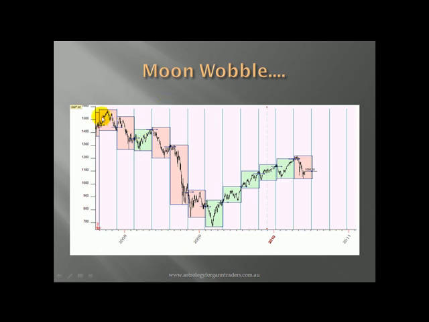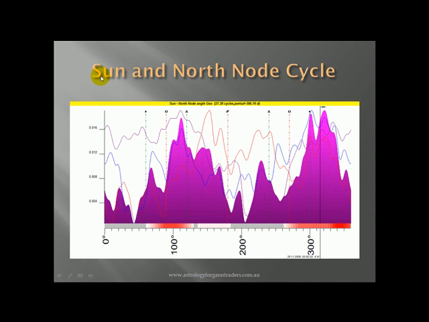For the moon wobble, what I've done here is put in the bars the actual distance so you can see more clearly how that looks. What I'm plotting there is when the sun is either conjunct the node or square the node.